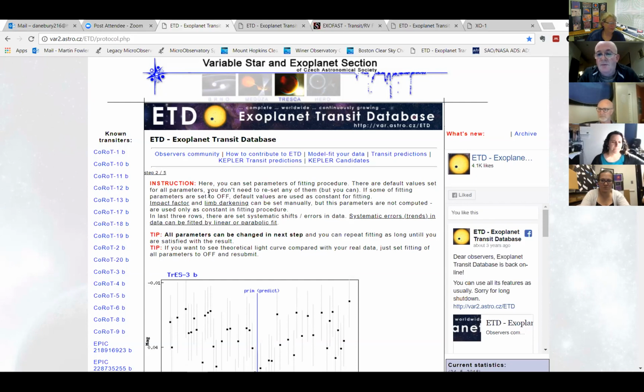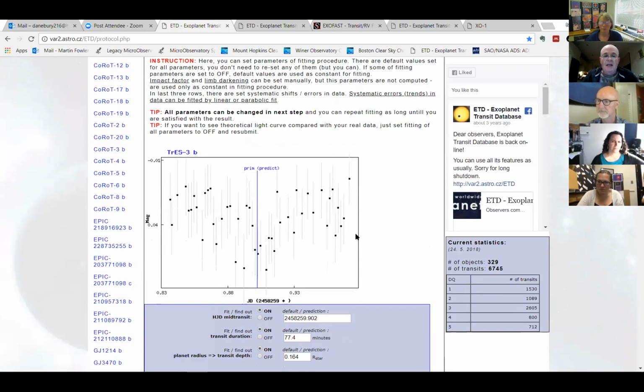The package I use is called MuniWin. It's a bit temperamental at times. But I can give you an example on this screen here. This is the Exoplanet Transit Database, which is hosted by the Czech Republic's Astronomical Society. It allows you to upload your data and fit it to the model of a transit in the system. And here's the data that I produce from the exact data that you've been looking at, the TRES-3.